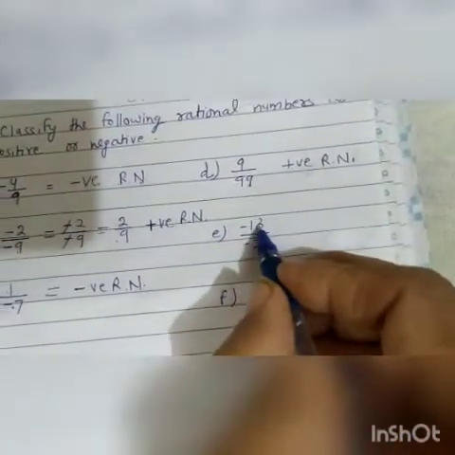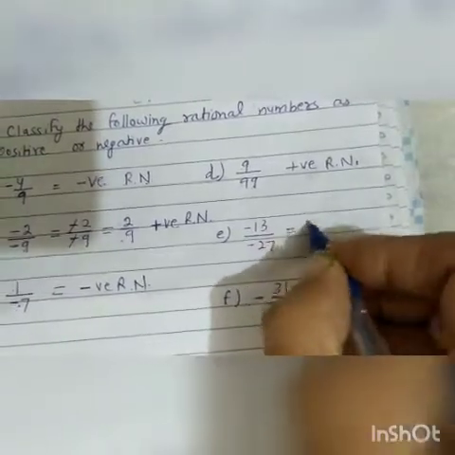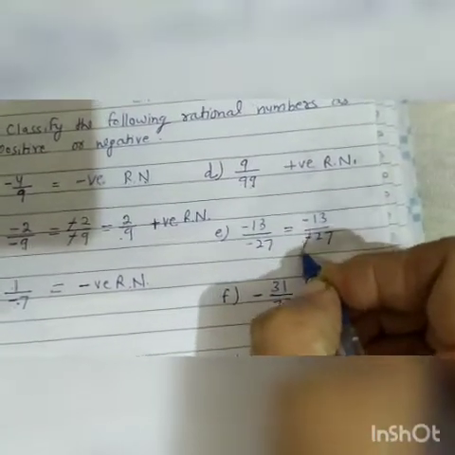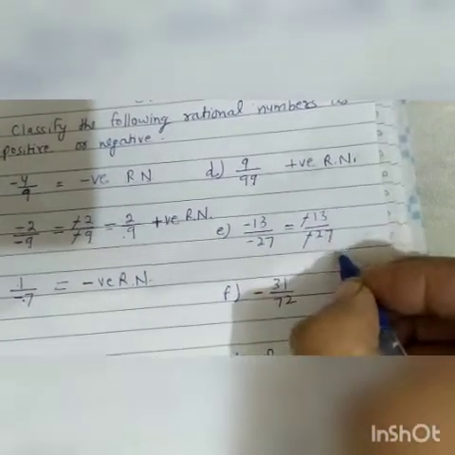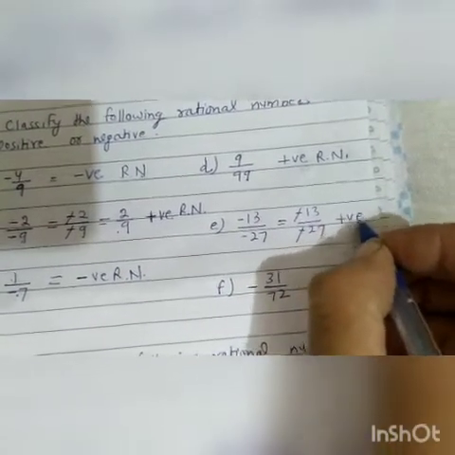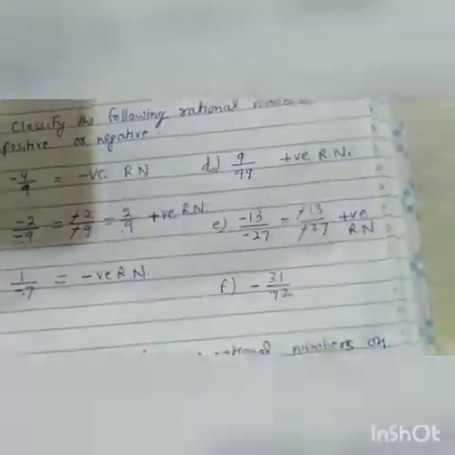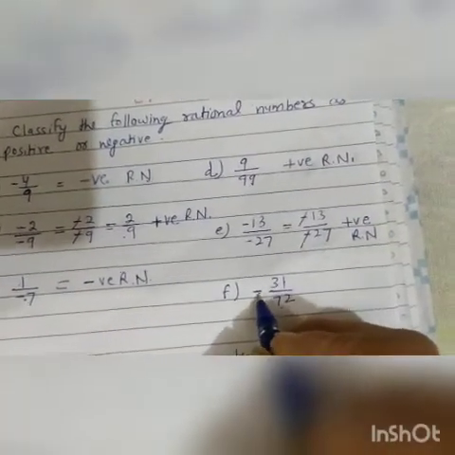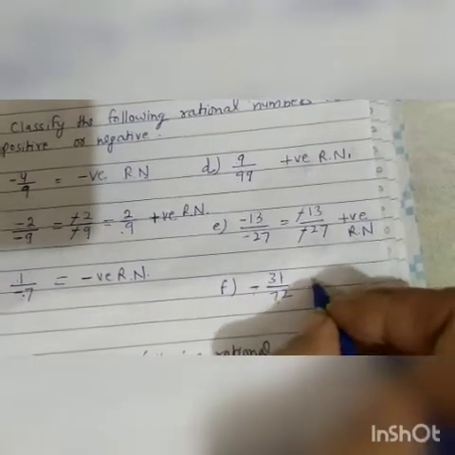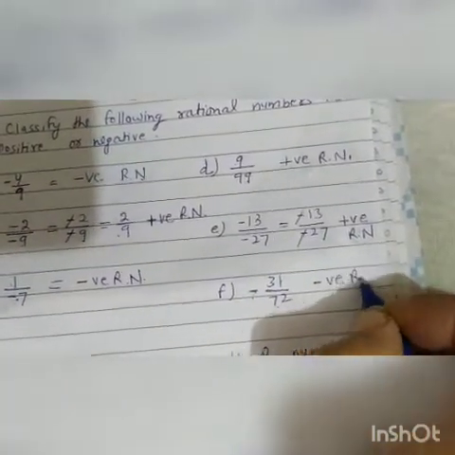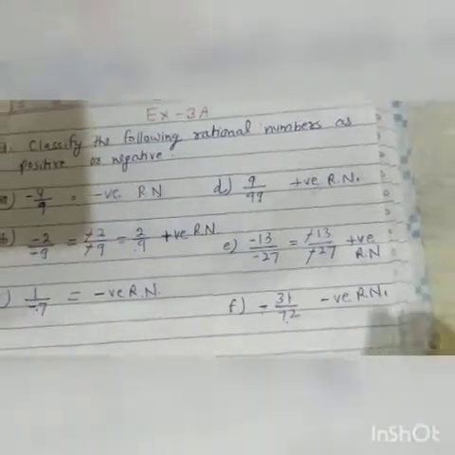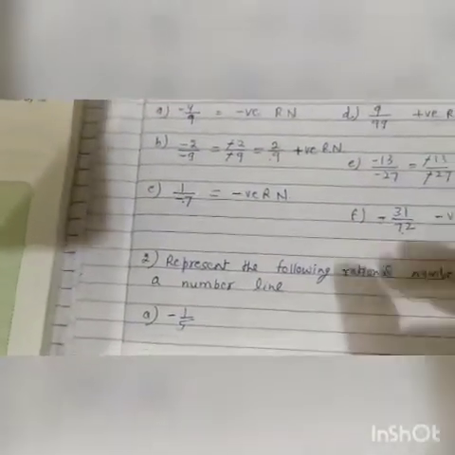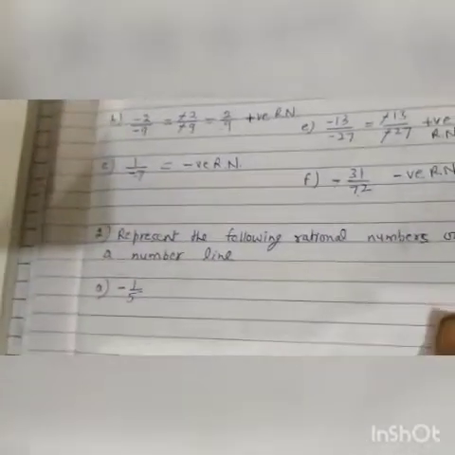Then E part, minus 13 upon minus 27. This minus minus is cancelled, then it is a positive rational number. Next, minus 31 upon 72. Here again there is a minus sign, so it is a negative rational number. Its theory I have already explained to you in the Zoom class.